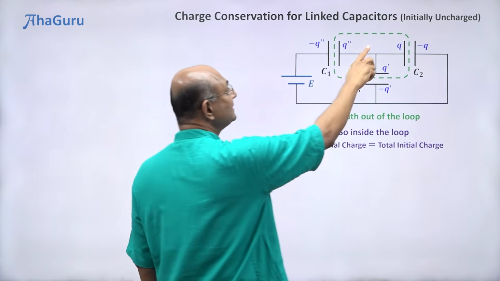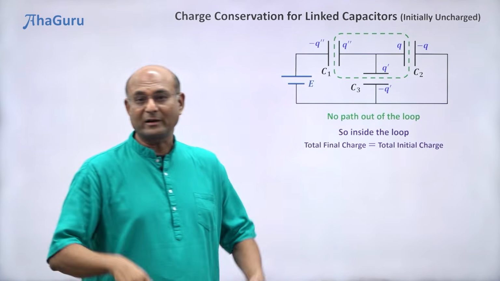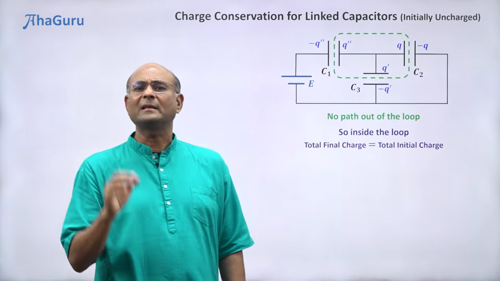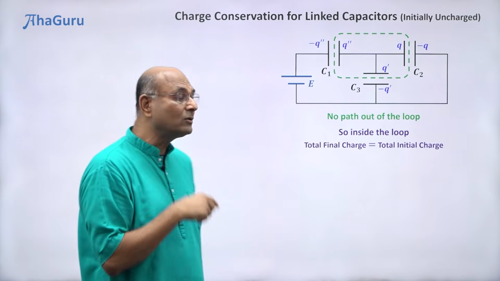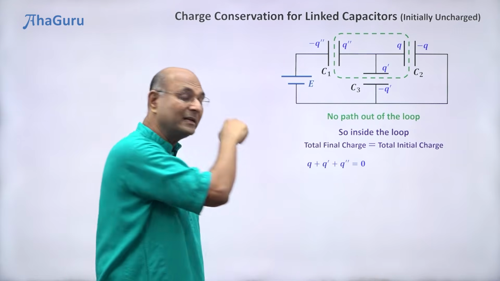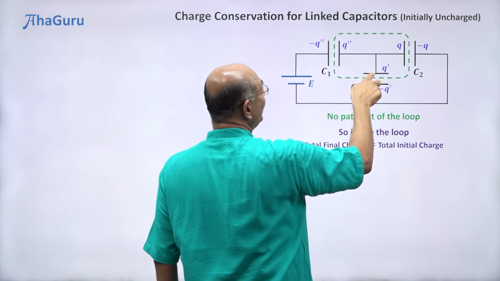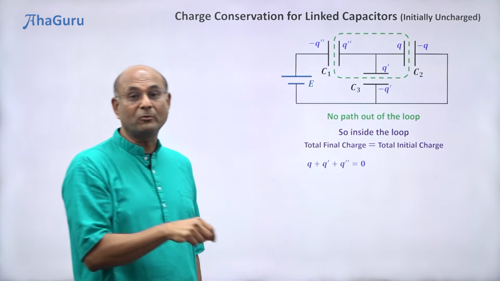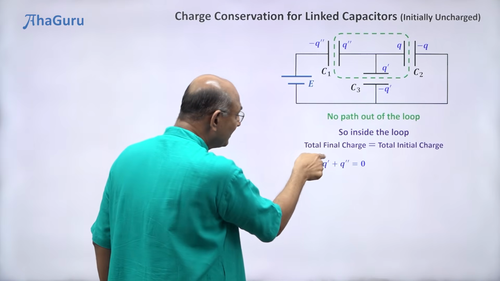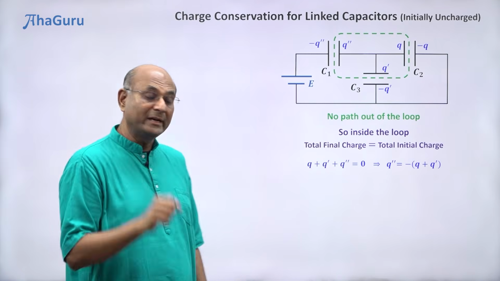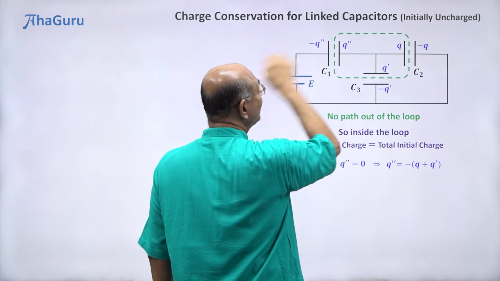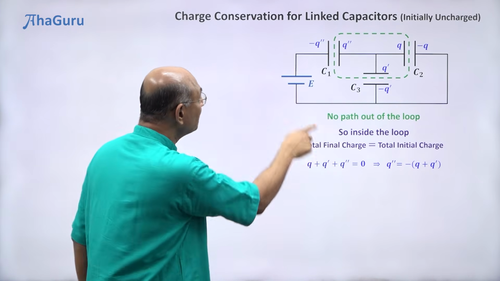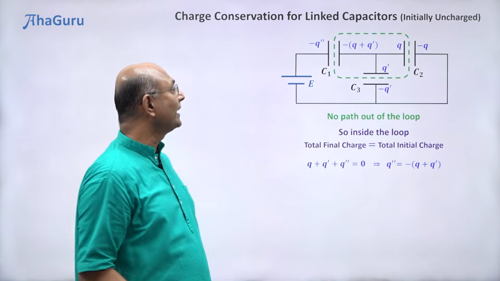But we started with initially uncharged capacitors, not a requirement, but we generally start with initially uncharged capacitors. So what was the total charge? Initially it was 0. So that means the total final charge, which is Q plus Q dash plus Q double dash, must be equal to 0. Which means Q double dash must be equal to minus of Q plus Q dash. So I don't need Q double dash. I can replace Q double dash with minus of Q plus Q dash.